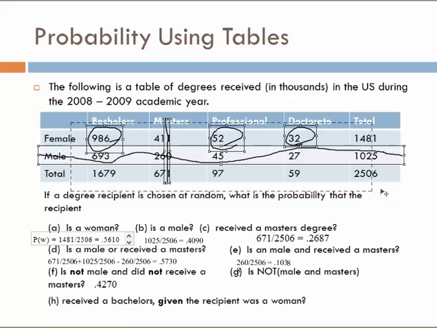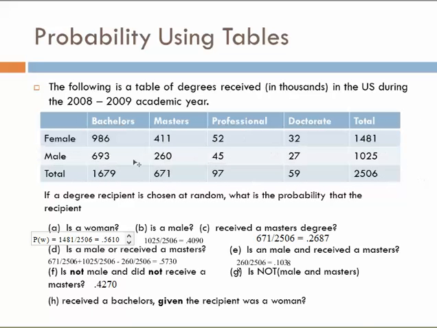Let's erase these before I continue. The people who were male with masters were right here, 260. So if they are not that, then really they're going to be everything besides that. In other words, G is written different here because we are actually taking the complement of what we got in E. It is not a male with a master's, so then it's anyone else: male with a bachelor's, female with a master's, everything except for males with masters.